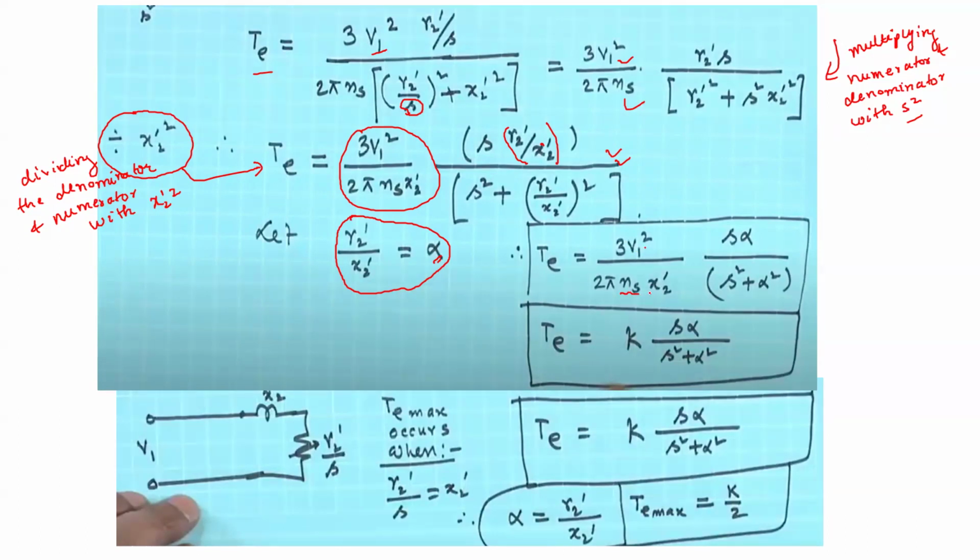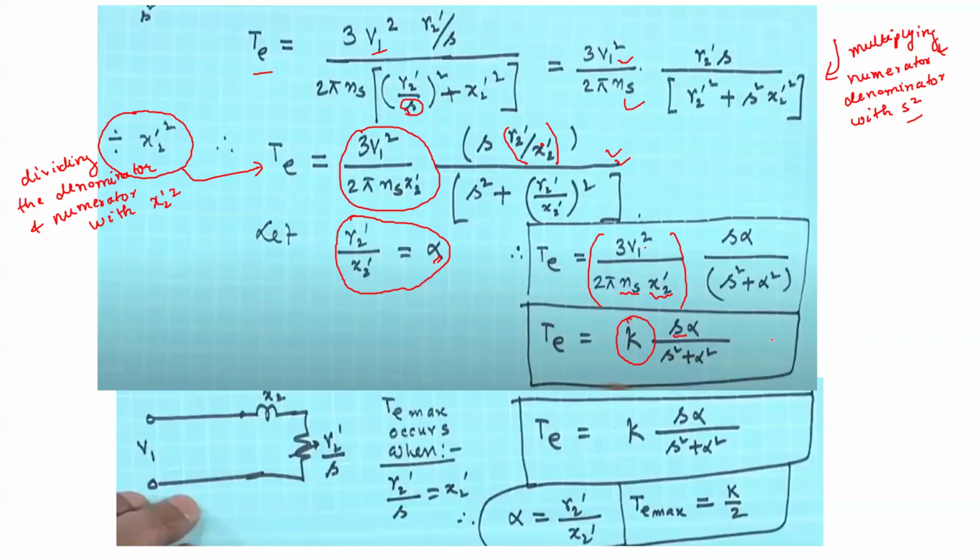And x2 dash is the reactance at standstill, which is also constant, because when the machine is already designed and you have made the rotor windings, the x2 dash value gets fixed. So this part, 3V1 square by 2 pi ns into x2 dash, let us say is a constant k. So the torque expression is basically k into s alpha by s square plus alpha square, where s can be any operating slip.